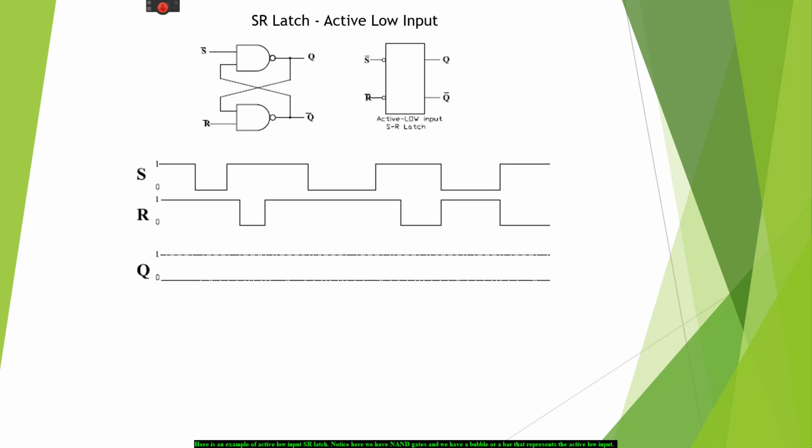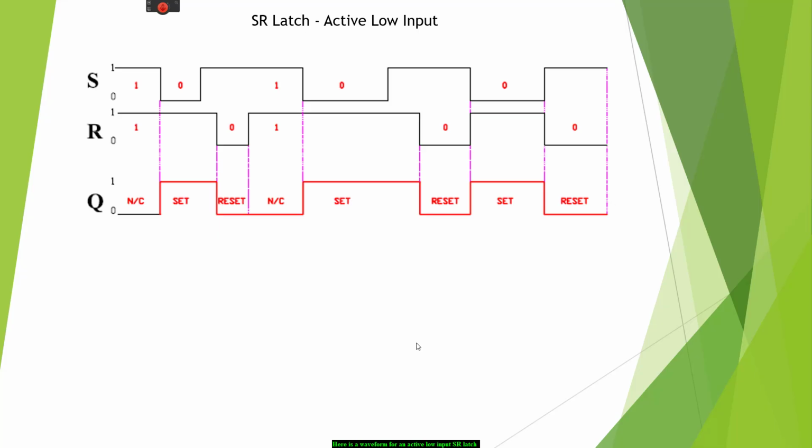Here is an example of an active low input SR latch. Notice we have NAND gates and we have a bubble or a bar that represents the active low input. Here's the waveform for an active low input SR latch.